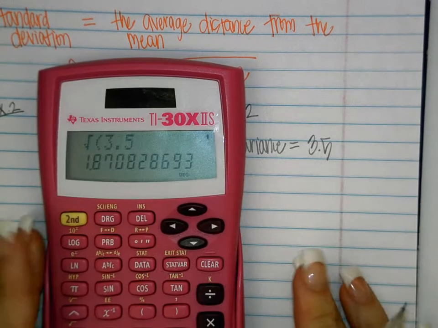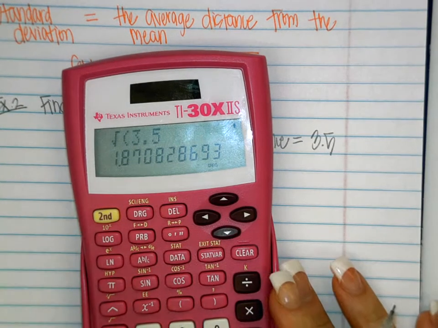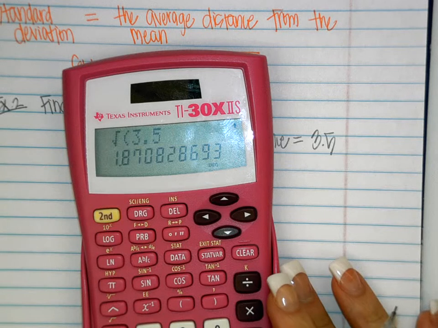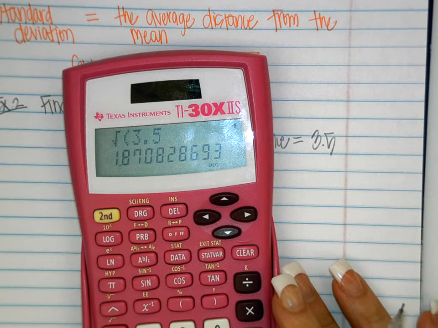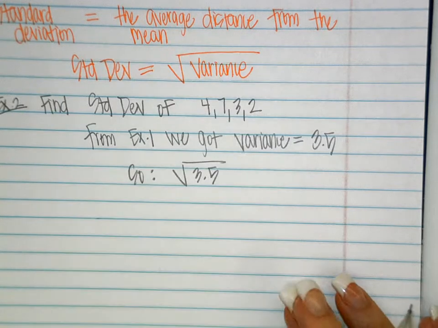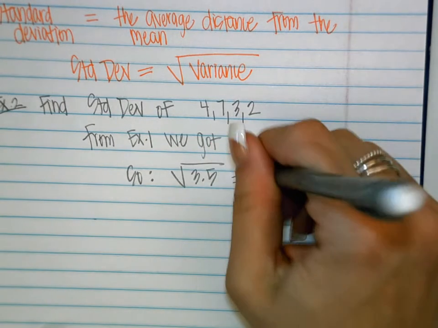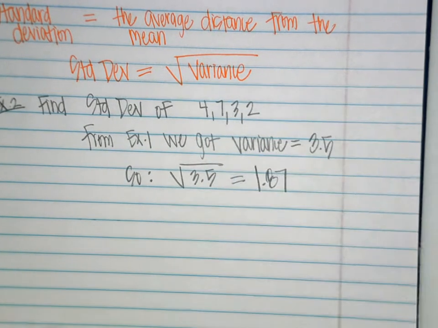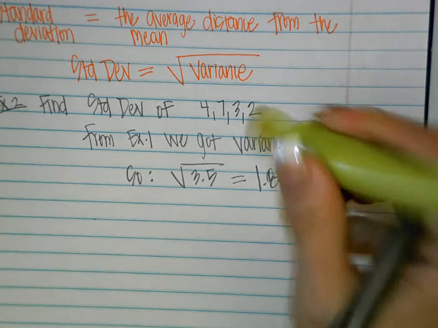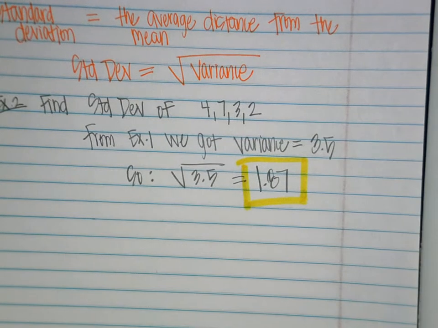it's going to give you this really, really big number. You usually want to round to 2 decimal places. Unless I tell you differently, round to 2 decimal places. So the standard deviation is equal to 1.87. That's your answer. So you can't find standard deviation without finding variance. You can't find variance without finding the mean.